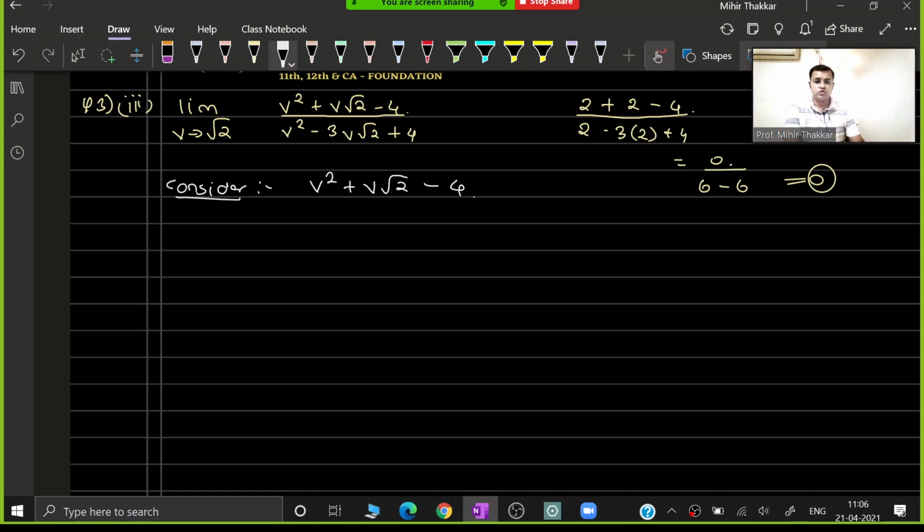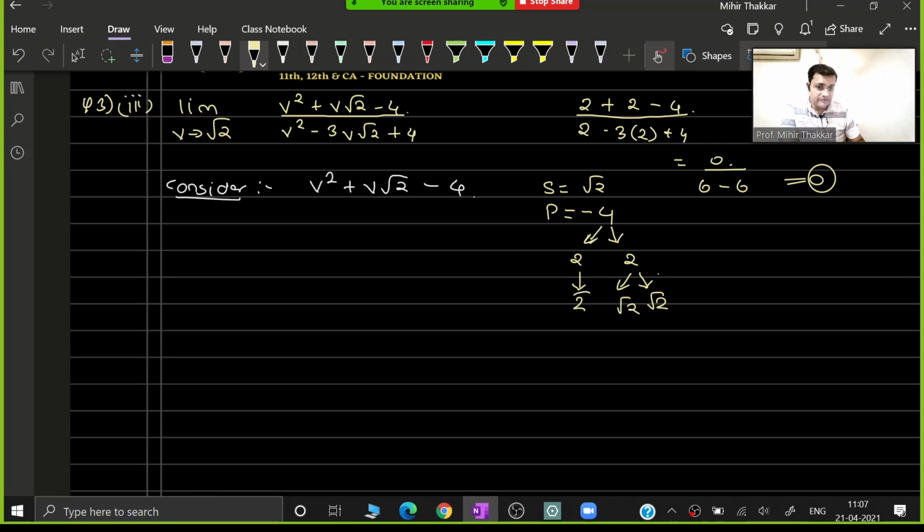v square plus v root 2 minus 4, and I will find out the required product and the sum. The required sum is just a simple root 2, and the product required over here is 4 with a negative sign. So I can break this 4 by saying that 4 is nothing but 2 into 2. But if I use the factors as 2 and 2, I will not be able to get the value as root 2. So any one of the two factors, I have to break it further into root 2 and root 2. And this 2 comes down over here as it is.